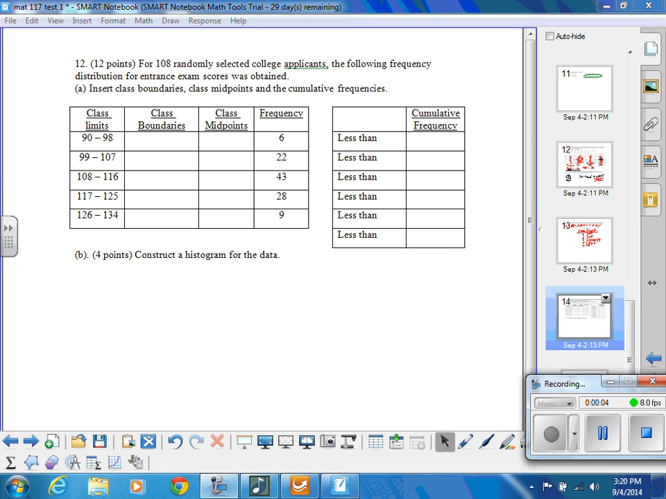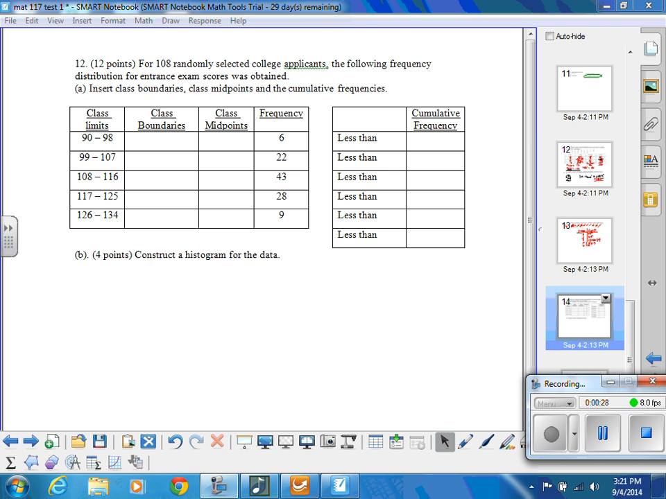This is going to have us finish this chart. We have two charts here, and then I'm going to have to construct a histogram for this data. The top says for 108 randomly selected college applicants, the following frequency distribution for entrance exam scores was obtained. We need to finish it. It's partially done. So I have my class limits, and I need to fill in the class boundaries.